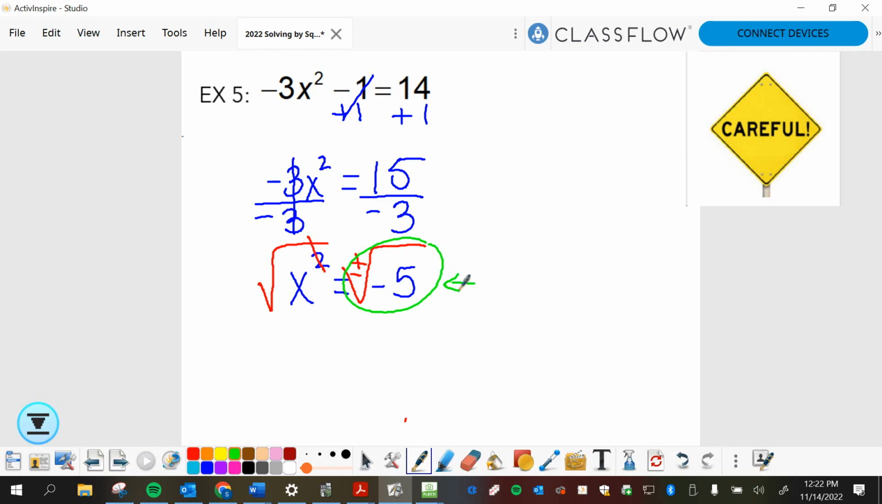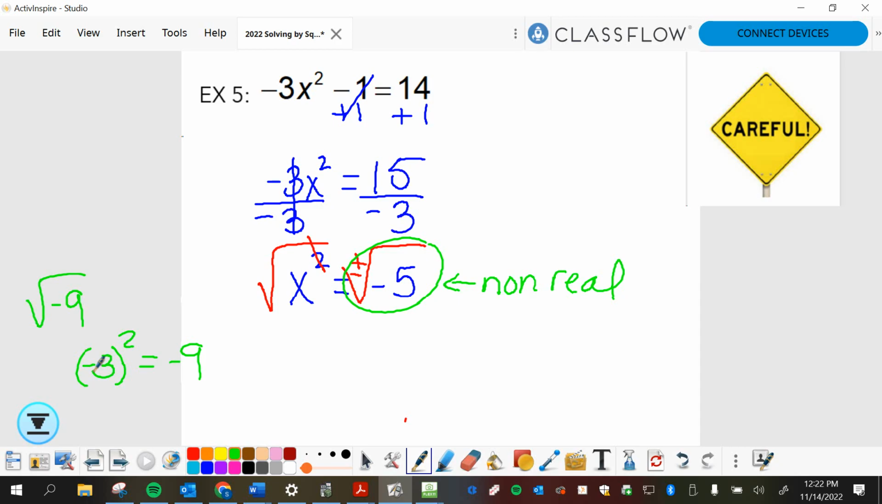Alright, so why is this non-real? Now, what does the square root mean? It means what number squared makes negative 5. In other words, what number can I multiply by itself and get negative 5? You can't do anything with it. It's not a whole number. Okay, well let's take one that is a whole number. How about the square root of negative 9? What number can I square to get negative 9? What number squared makes negative 9? Well, if I square the number negative 3, what do I get?